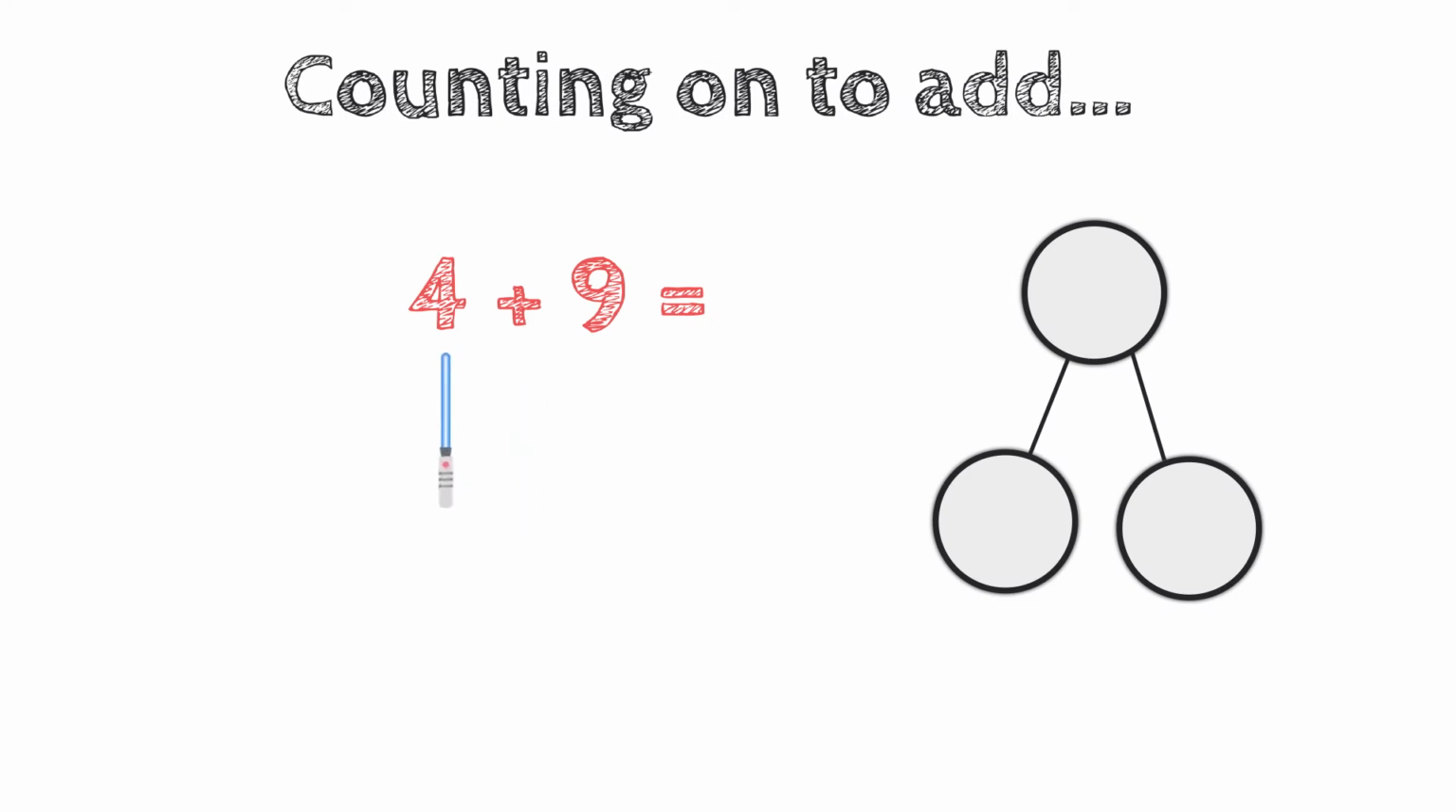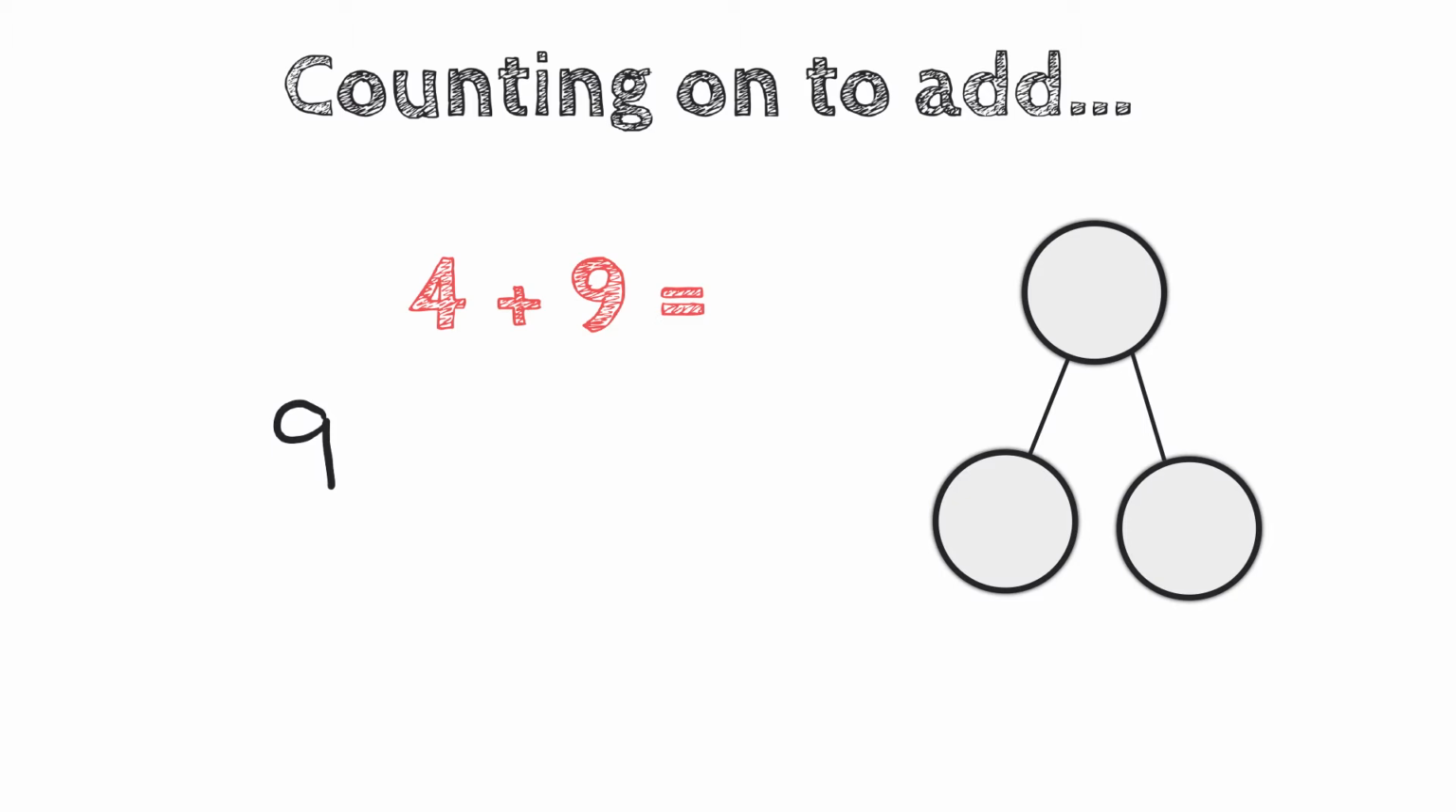So here we have 4 plus 9. And we're going to be counting on to add it together. So when we practiced this in the past for counting on, what we would do is we would say, okay, we have 9, and then we're going to add on 4. So we'd count on from 9 4 times.